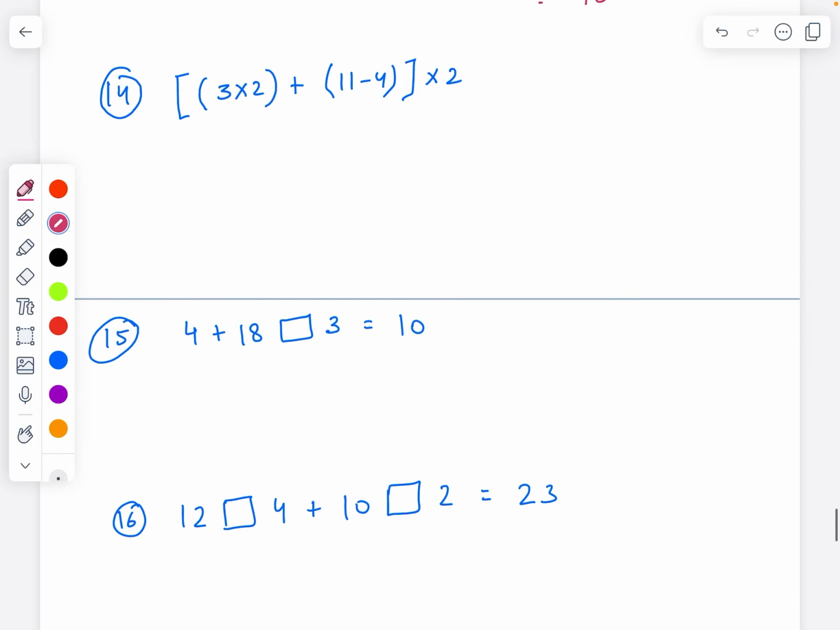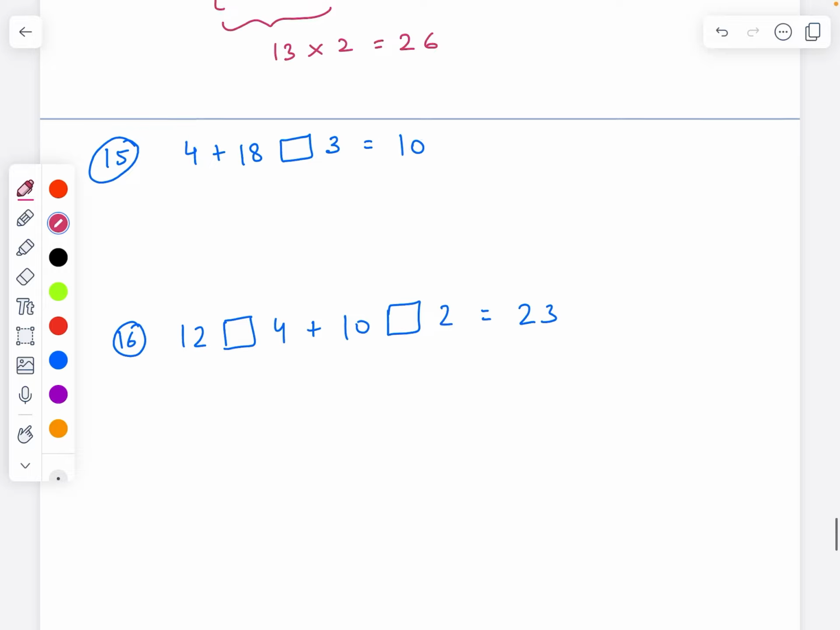Next up, we have a bigger bracket, and then we have the smaller bracket inside it, and then we times it by 2. I told you that the priority is the smaller brackets first. So we will solve the smaller brackets first. That's going to be 6 plus 11 take away 4, which is 7. 6 plus 7 and then times by 2. This is still inside the brackets, so we will solve this first. 13 times 2 is going to be 26. Okay.